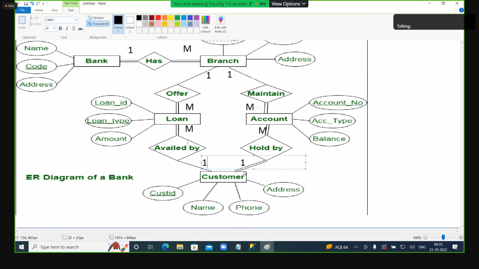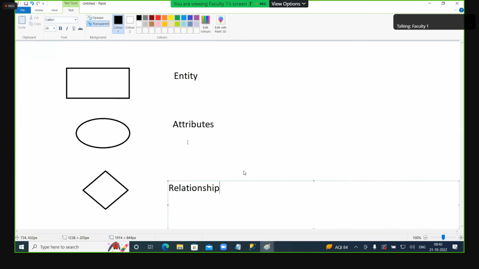In real time also, mostly you come across one to many, but sometimes one to one, and sometimes many to many. But mostly one to many. Okay? This is the ER diagram. Then this ER diagram is converted into what?